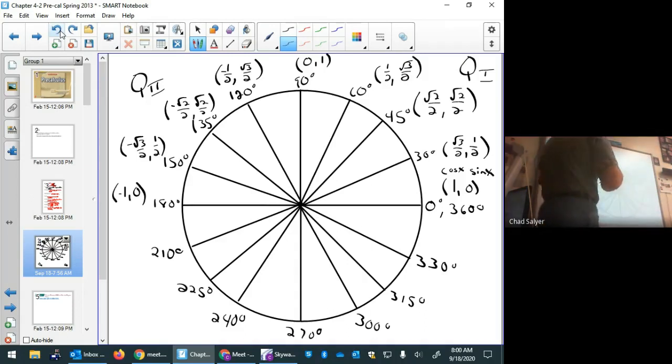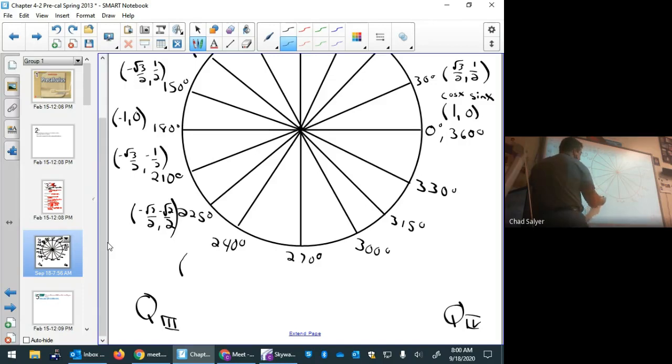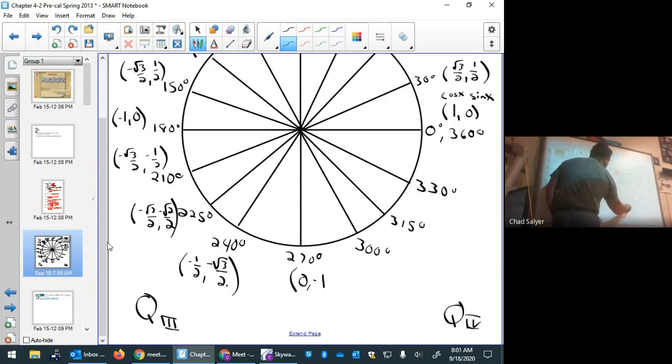There we go. Now down into Q3 here. So we've got symmetry here across the y-axis, but everything's negative in Q3. So this is going to be negative radical 3 over 2, comma -1/2. For 225, negative square root of 2 over 2, comma negative radical 2 over 2. For 240, -1/2, comma negative radical 3 over 2. And then finally, in Q3 for 270, I've got 0, comma -1.